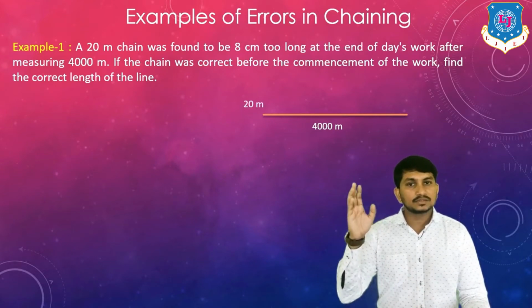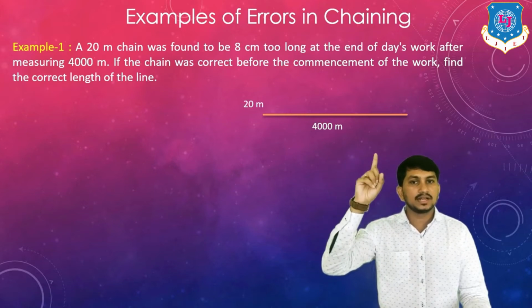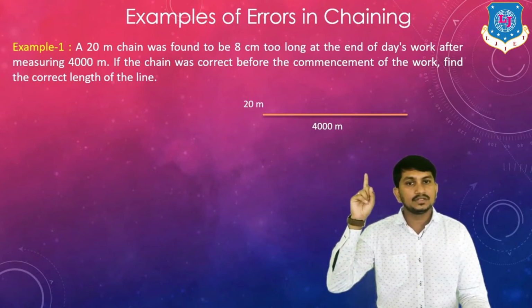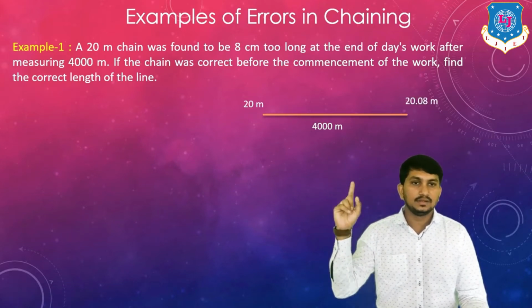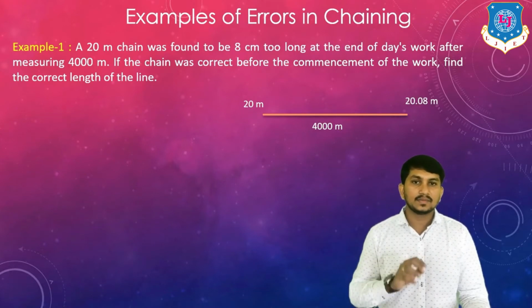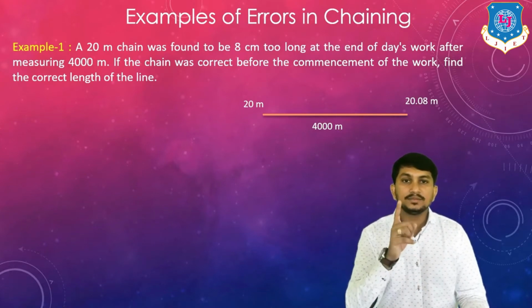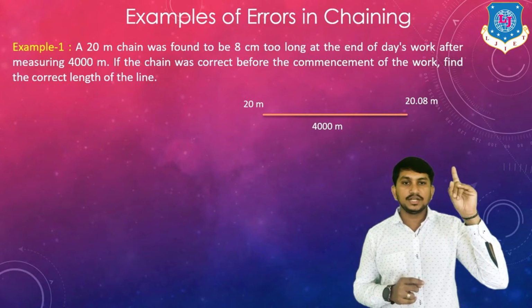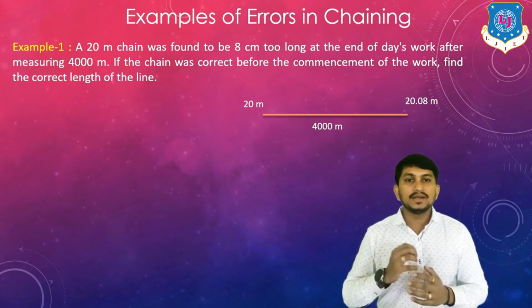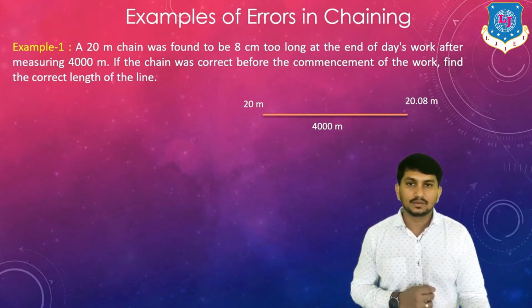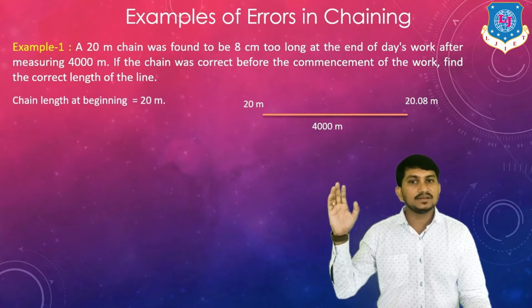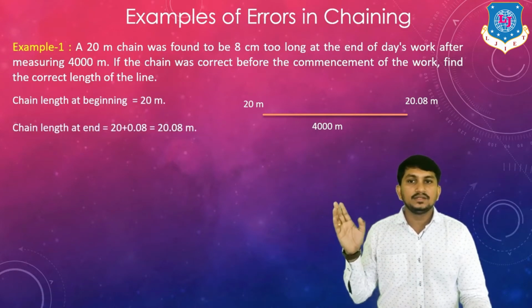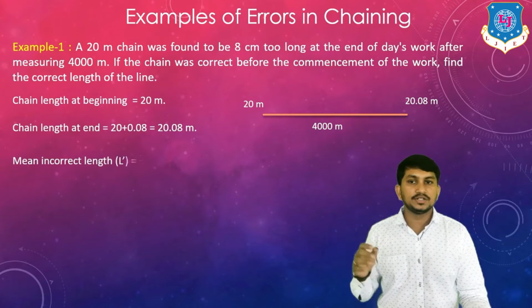At the starting of the work, before commencement of the work, the chain was correct. Means at the starting point, the length of the chain is 20 meters. At the ending, the chain was found to be 8 cm too long. So the length of the chain at ending is equal to 20.08 meters. The chain length at beginning is 20 meters, and the chain length at the end is 20.08 meters.